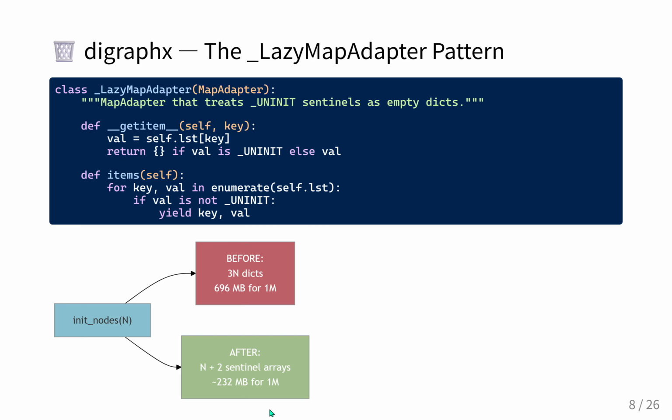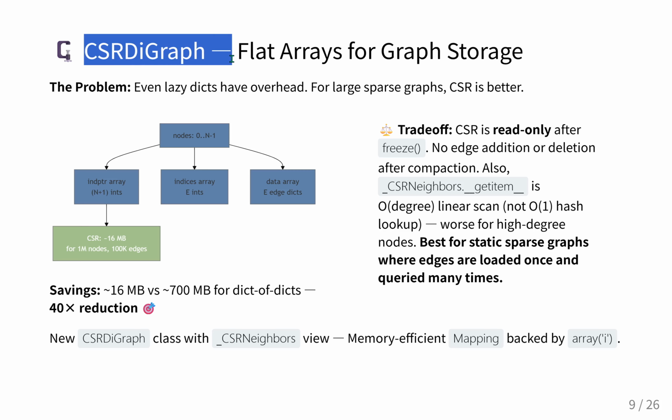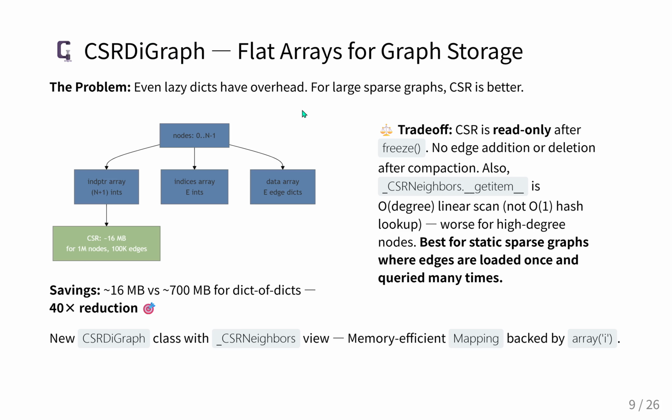This is where the presentation digs into the CSR approach, the compressed sparse row, still looking at that digraphics library. They were dealing with a heavily sparse graph, and a dictionary's architecture, even with lazy initialization, was just collapsing under its own weight. So the switch to a compressed sparse row flattened the entire dynamic graph into contiguous arrays. The memory usage plummeted from roughly 700 megabytes down to just 16 megabytes. 16 megabytes. That is a 40x reduction.